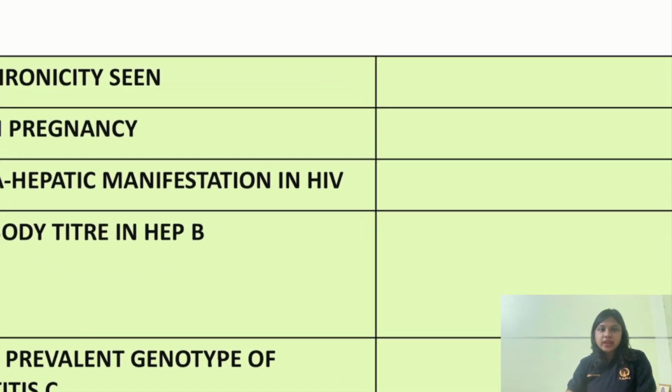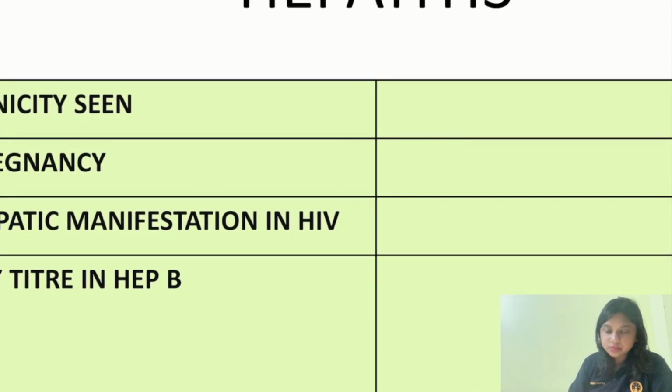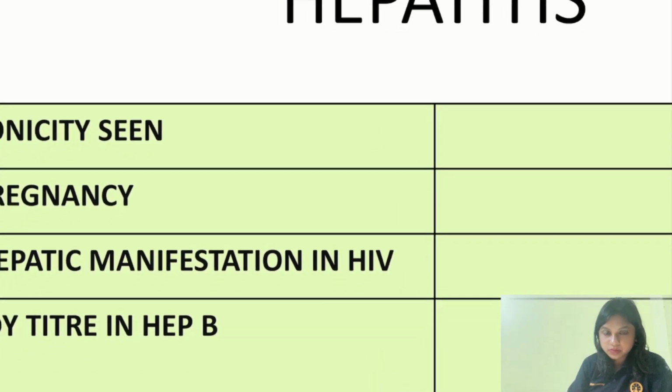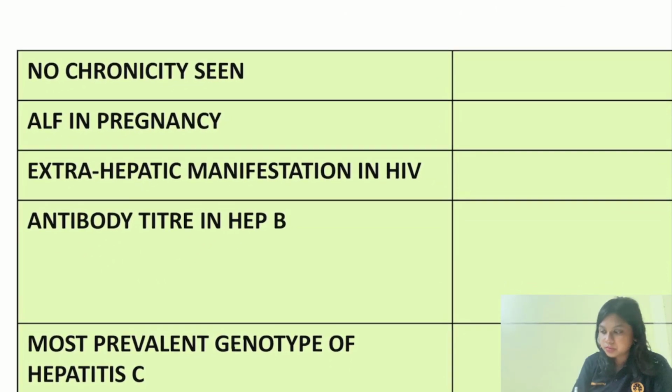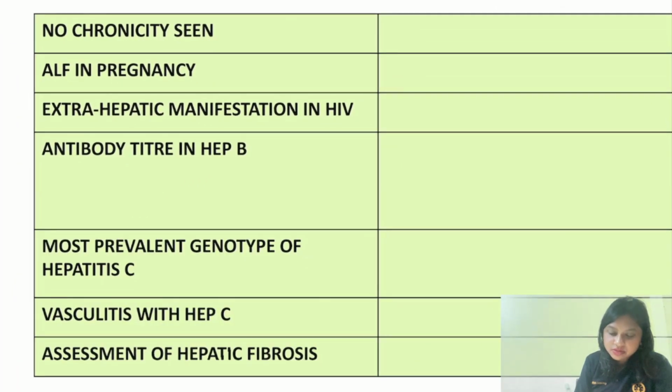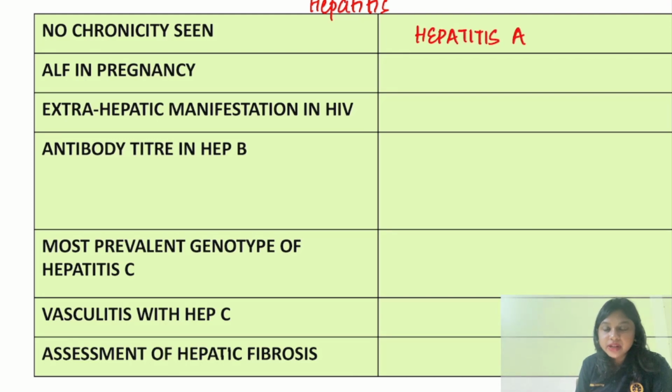Now a few points regarding hepatitis. Let's revise the one-liners which we are going to say regarding hepatitis. No chronicity is seen in hepatitis A. Acute liver failure in pregnancy is because of hepatitis E. Now let me tell you, the most common cause of acute liver failure in the Western world is drugs, paracetamol. The most common cause of acute liver failure in India is basically hepatitis A followed by E.